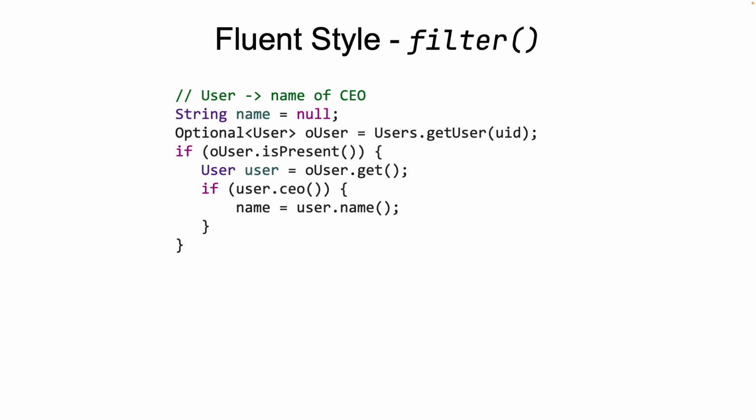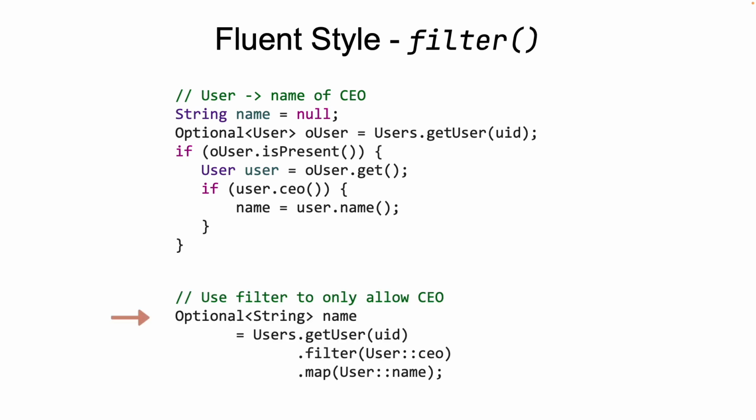false. The problem with this imperative style programming is that there are way too many cascading if statements, leading to undesirable code. We can replace that code by a nice Fluent combination of filter and map as follows. Here you see that after getting the optional user object, filter method can check if the user is a CEO. The filter method takes a predicate, and if at runtime this predicate returns true, then the filter returns the optional user object again. Otherwise, it will return an empty optional.